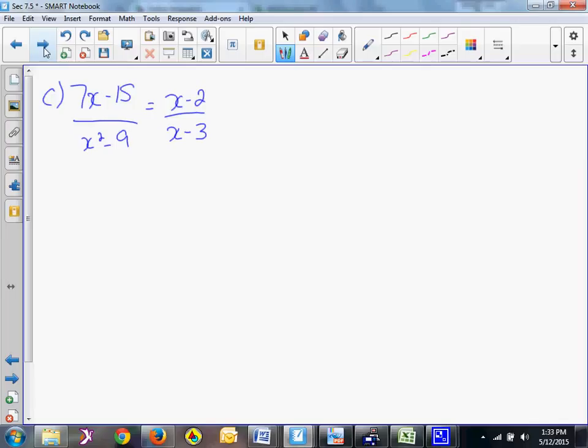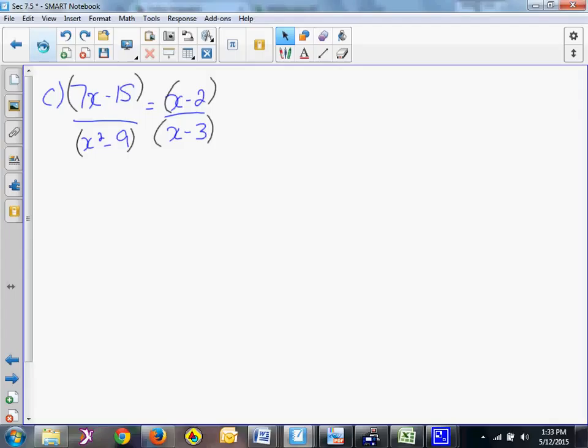Okay, so C. First thing I want to do is put brackets around my numerators and denominators. And we're going to add one more step to the beginning. Before I find my non-permissible values, I want to see if I can factor any of our numerators or any of our denominators first. If I look at 7x minus 15, the only way I could factor that is if I could take a common factor out of there, but there's nothing that divides 7 and 15 besides 1, so we're just going to leave that. So I'm going to look at my denominator of x squared minus 9.